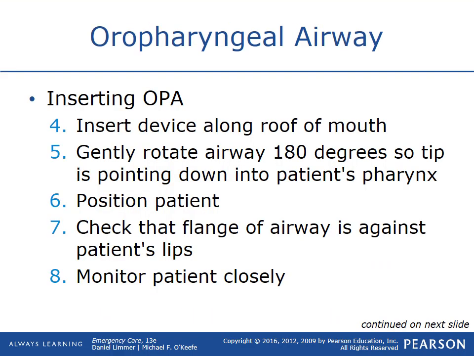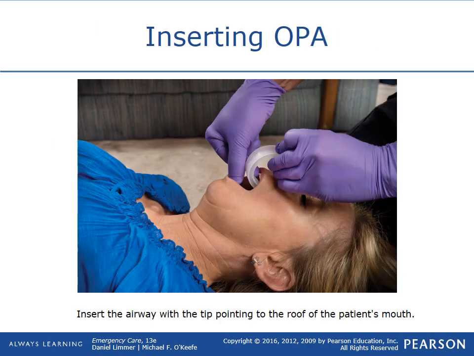So, insert the device along the roof of the mouth. Gently rotate the airway 180 degrees so the tip is pointing down into the patient's pharynx. Position the patient. Check that the flange of the airway is against the patient's lips. Monitor the patient closely. So, insert the airway with the tip pointing to the roof of the mouth. See how it's upside down? And as you go in, rotate it around to keep the tongue off the back of the throat.